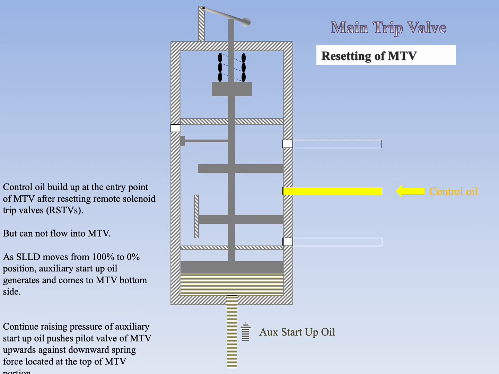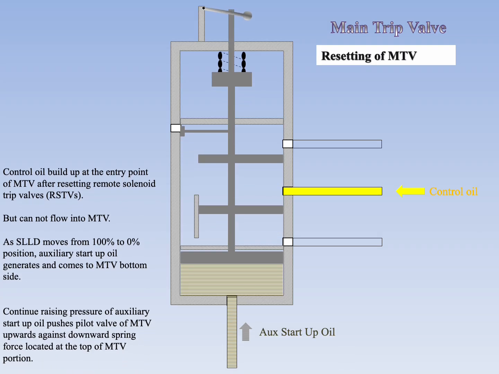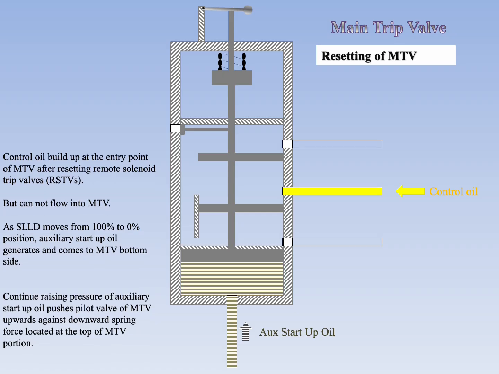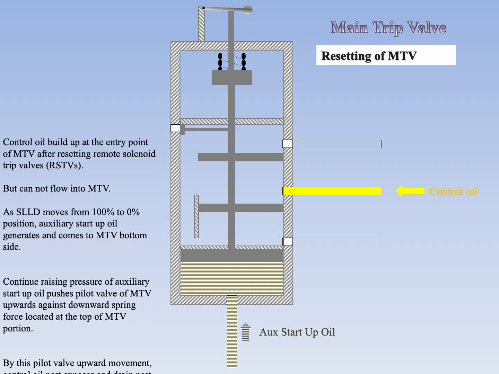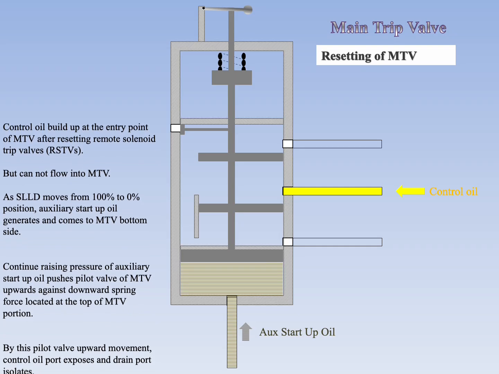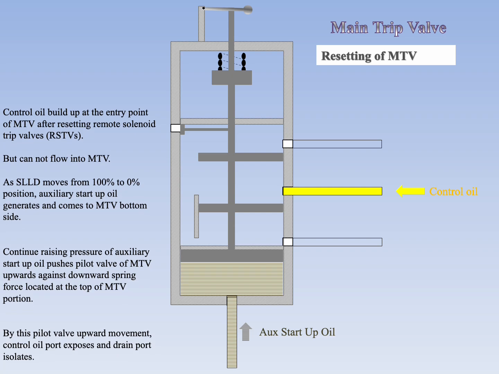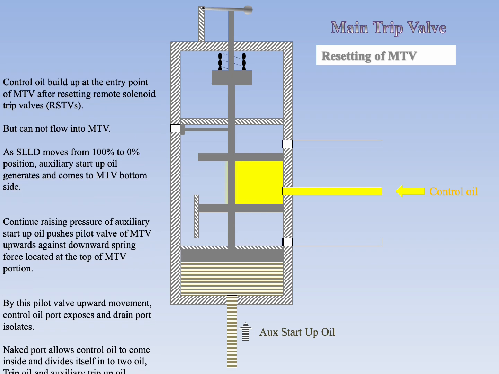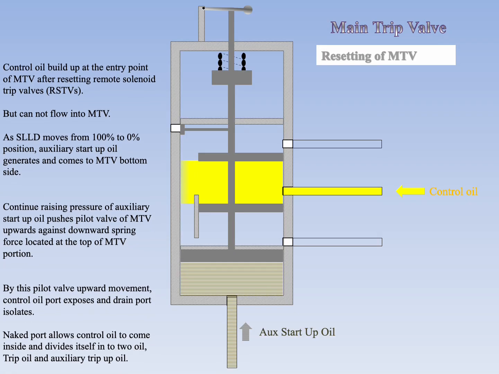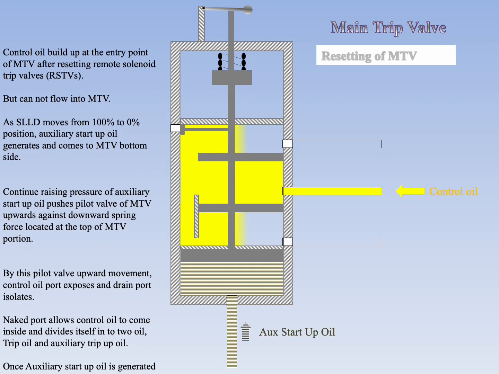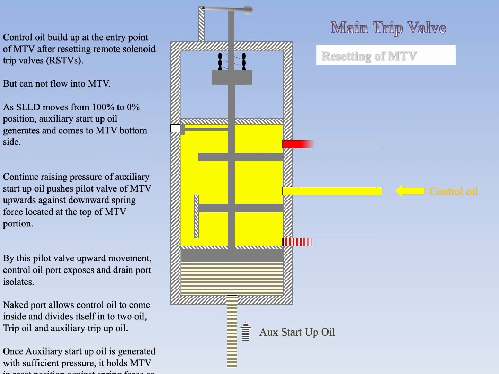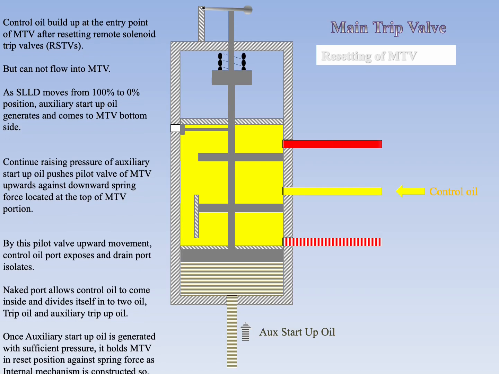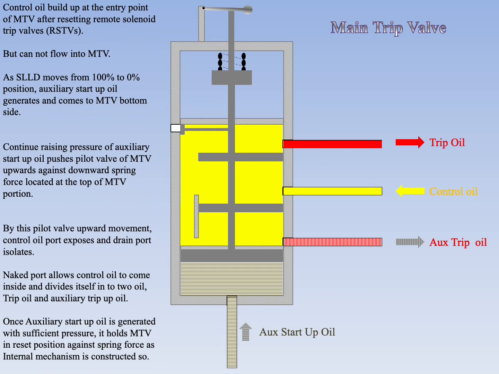Continued rise in pressure of auxiliary startup oil pushes the pilot valve of MTV upwards against the downward spring force located at the top of the MTV. By this upward movement of the pilot valve, the control oil port is exposed and the drain port is isolated. The exposed port allows control oil to come inside and divides itself into two oils, trip oil and auxiliary trip oil.